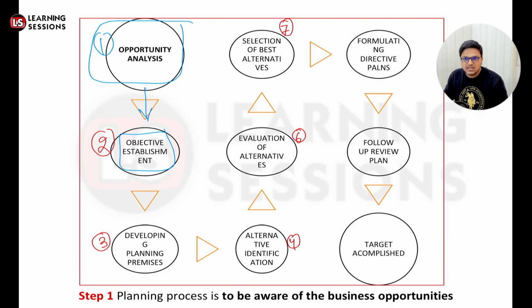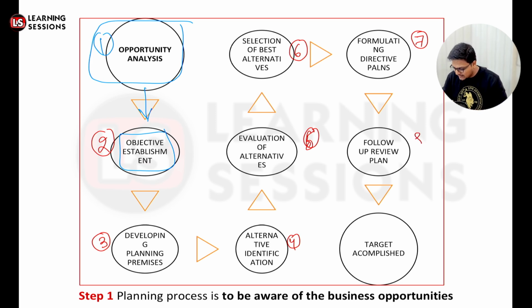That will actually be forming the 6th step, not the 7th one. It would be related to the 6th step over here. So it's the 5th one, and it's the 6th one over there. After that, you have to formulate the directive plan, that is, how to execute using this particular alternative. That's your 7th step.